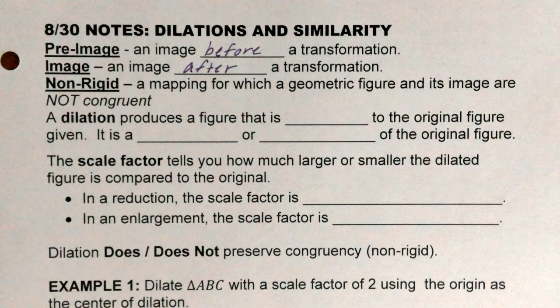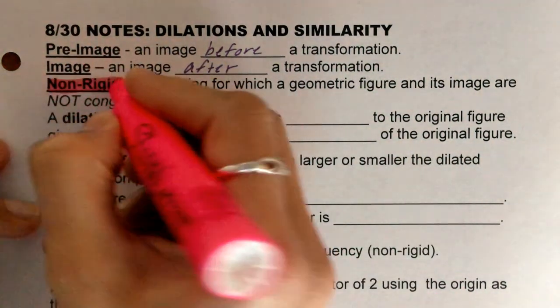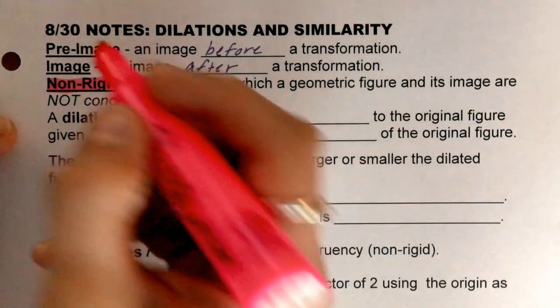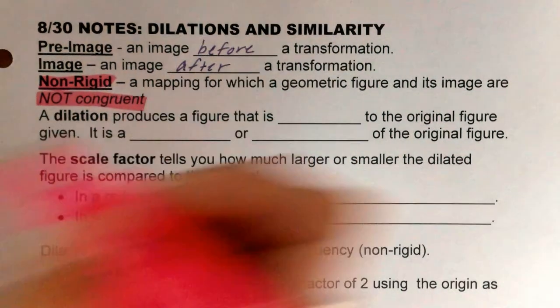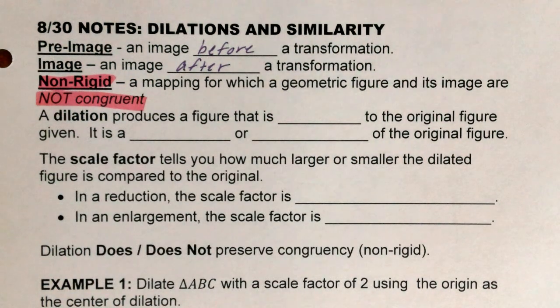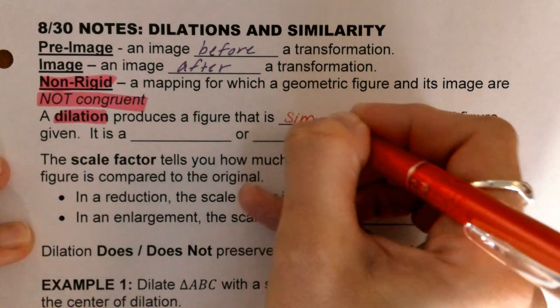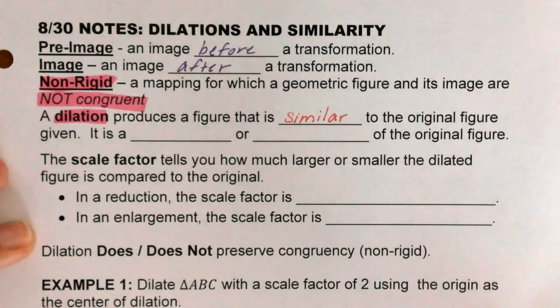New vocabulary word: non-rigid. We talked about rigid dealing with congruency, where your pre-image and image will be congruent. Now we're going to have non-rigid, meaning not, so they're not going to be congruent. They are not going to be the same shape and same size. Well, what are they going to be? With dilation, you're going to produce a figure that is similar to the original figure.